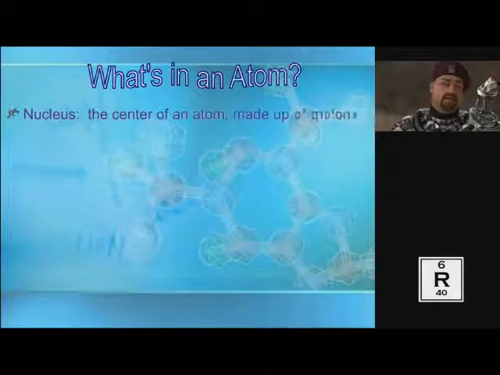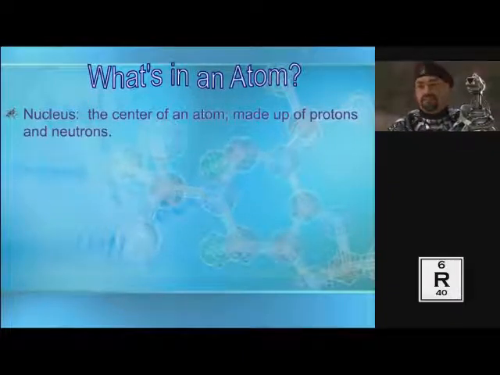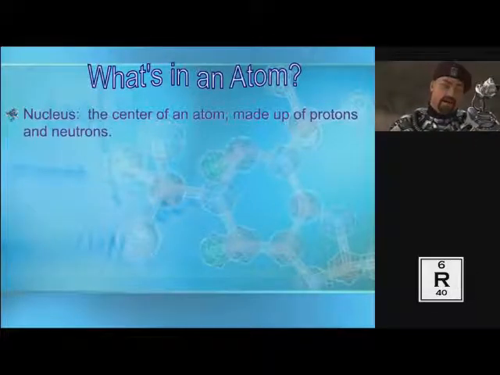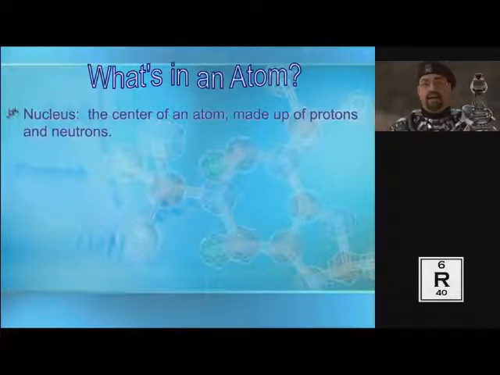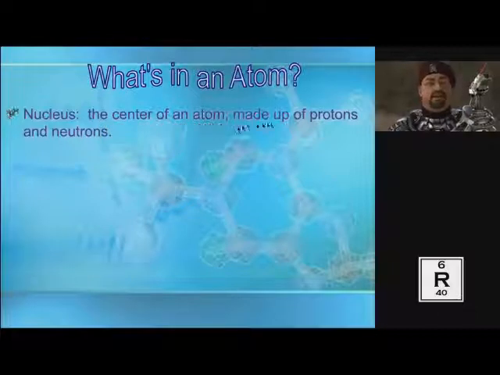First we're going to talk about some basic vocabulary on the structure of an atom. And hopefully before high school chemistry you've heard some of these things, but if not, these are the things I want you to know. First, that there is a nucleus. All atoms have a nucleus, and this is the center of an atom, which is made up of protons and neutrons.